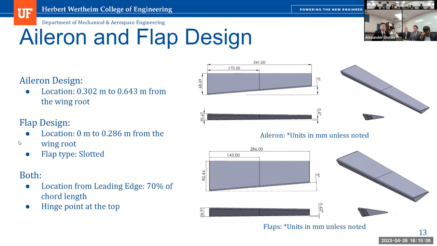Our ailerons were towards the wingtips, and our flaps were toward the roots of the wing. Ailerons were there to provide assistance with controllability for roll and pitch. And meanwhile, the flap was mainly there for the purpose of helping generate lift during takeoff. They were also made to be slotted wings to help with the lift distribution. Both of them have hinge points along the top, and they comprise about 30% of the chord length and feature a 5 degree leading edge sweep.